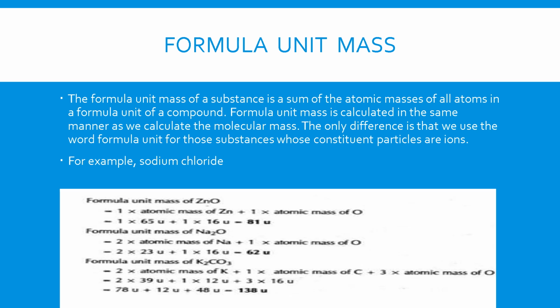So zinc is 1 in number, oxygen also 1. So 1 into atomic mass of zinc plus 1 into atomic mass of oxygen. Atomic mass of zinc is 65 and atomic mass of oxygen is 16. So 65 plus 16, you get 81 u. Right? The same way you have to calculate the formula unit mass.